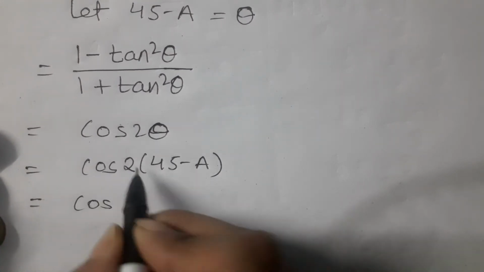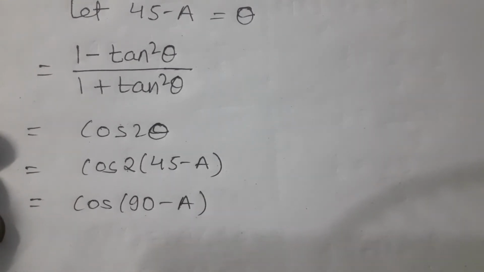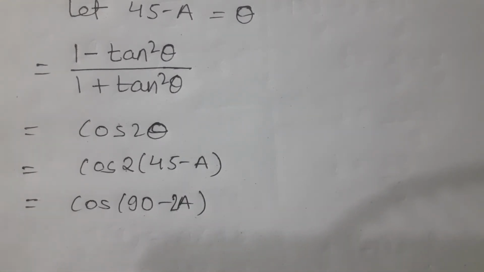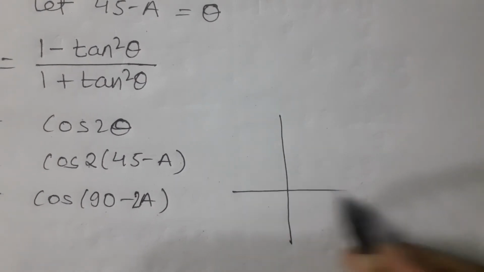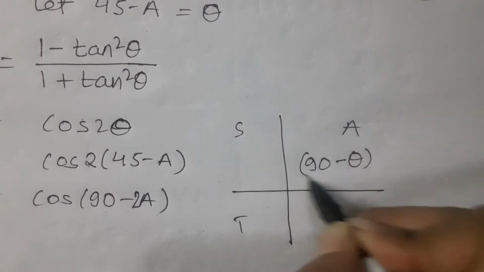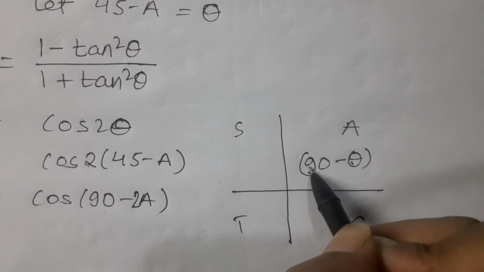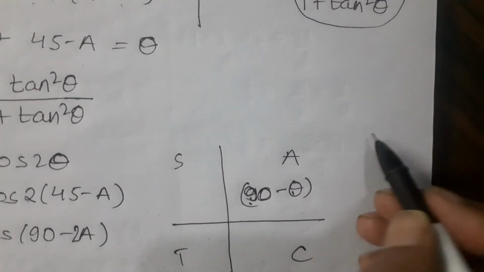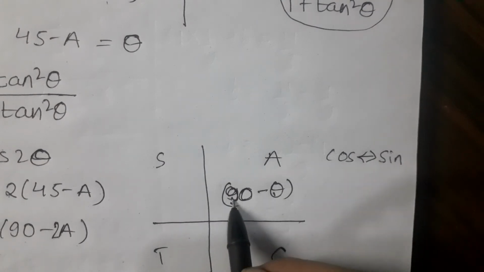My next step is that this 2 will be multiplied with both of them. So 2 into 45 is 90, minus 2a. Now how do we make this sine 2a? It's the final step. For that you need to understand the quadrant rule. According to the quadrant rule, it is like CAST. This position is 90 minus theta, and you can see 90 minus theta lies here. You need to know that 90 always changes the ratio: cos will always convert to sine, and sine will always convert to cos, if there is a 90 in front of it.